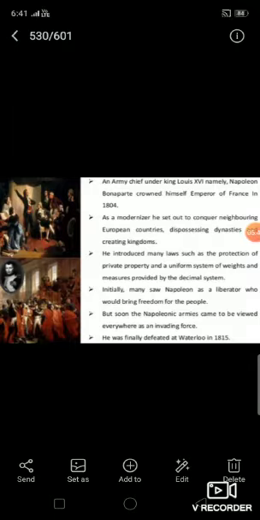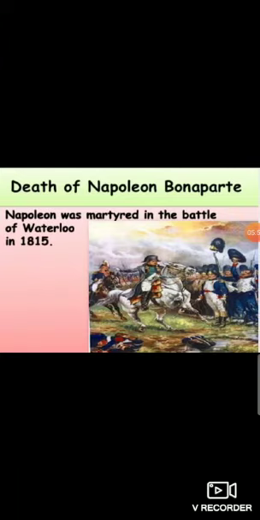Initially, many saw Napoleon as a liberator who would bring freedom for the people. But soon the Napoleonic armies came to be viewed everywhere as an invading force. He was finally defeated at Waterloo in 1815. Many of his measures that carried the revolutionary ideas of liberty and modern laws to other parts of Europe had an impact on people long after Napoleon had left.